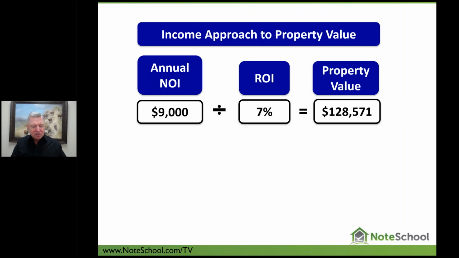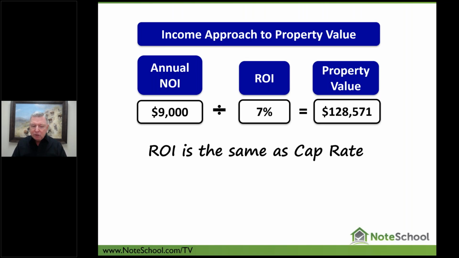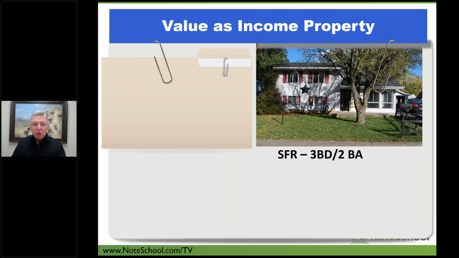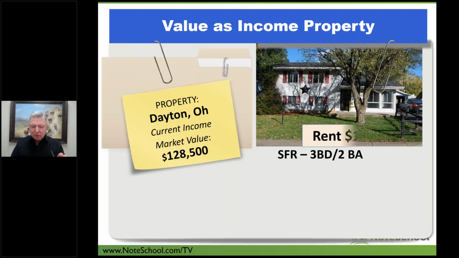I take $9,000. I can just put this in a calculator. I take $9,000 and divide it by 7%. When I do that math, that's going to tell me that property's, based on its income approach at a 7% ROI, is worth $128,571. Okay, now once again, return on investment is the same as the cap rate. All right, so now let's take the same property. Well, let me finish this.